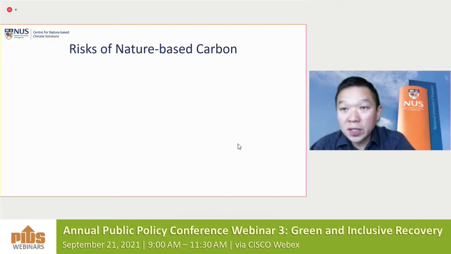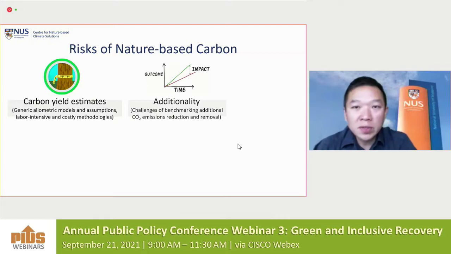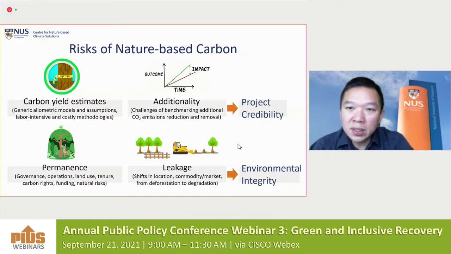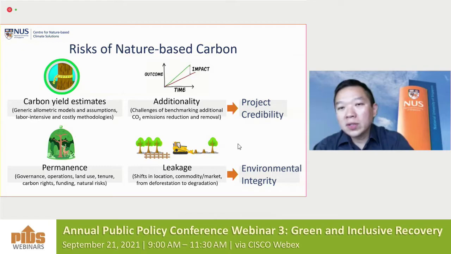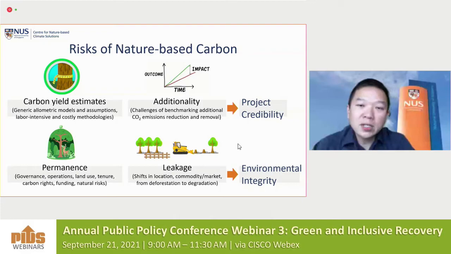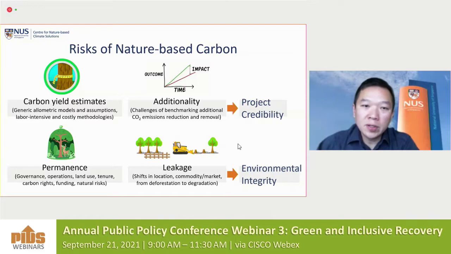Here's a typology of the risks of nature-based carbon projects. Now, I won't go into details except to say that these risks include inaccuracies in the estimates of carbon stocks and sequestration rates, uncertainty in the value add of the intervention of the carbon project, uncertainties around the permanence or impermanence of projects and products, and the potential leakage of environmental impacts. Now, together, these risks can affect the credibility of the projects and the environmental integrity of its products. Having said that, we should not throw the baby out with the bathwater.